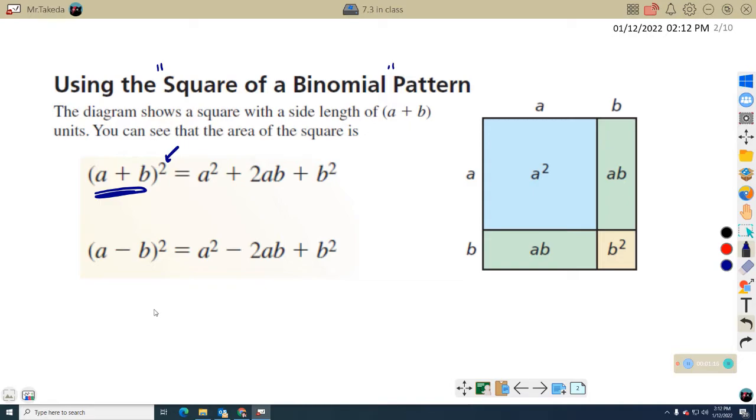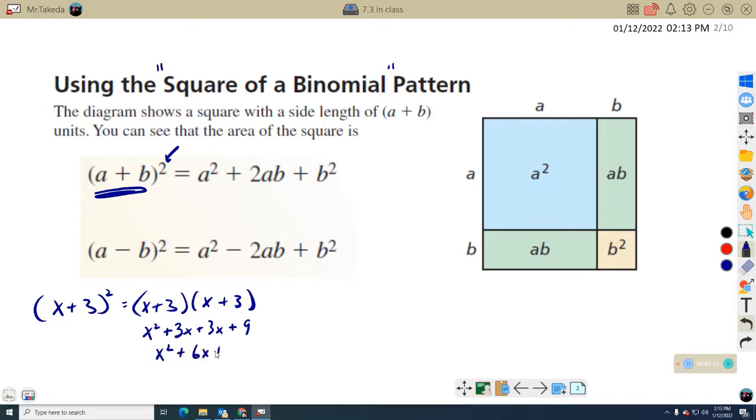Let's say I have x plus 3 times x plus 3. Okay, so this is a demonstration. This is really x plus 3 squared, right? So let's use our FOIL method, if you want to call it that. Let's multiply the two binomials together. x times x, x squared. x times 3, 3x. Now, this 3 times this x also gets me another 3x. And then finally, 3 times 3 gets me a 9. So I get x squared plus 6x plus 9.